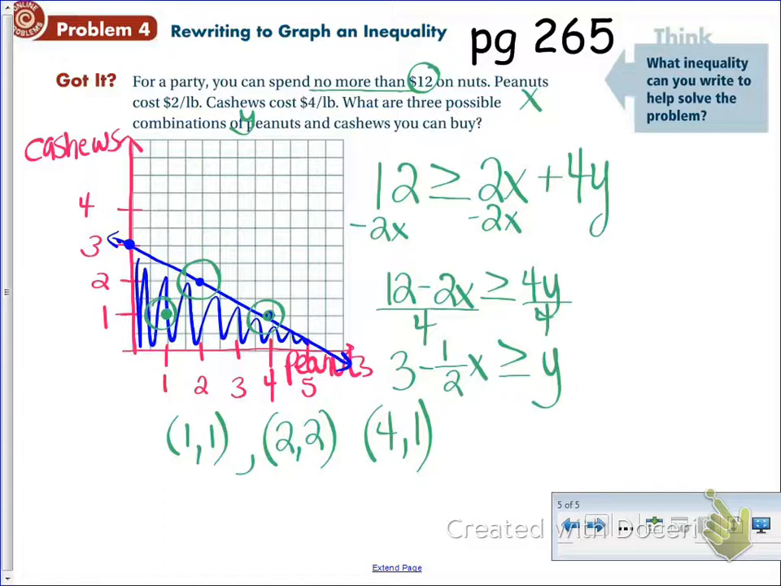Now, once you've finished writing this down, before you come to class on Monday, you need to complete pages 263 through 266 in your book on your own.